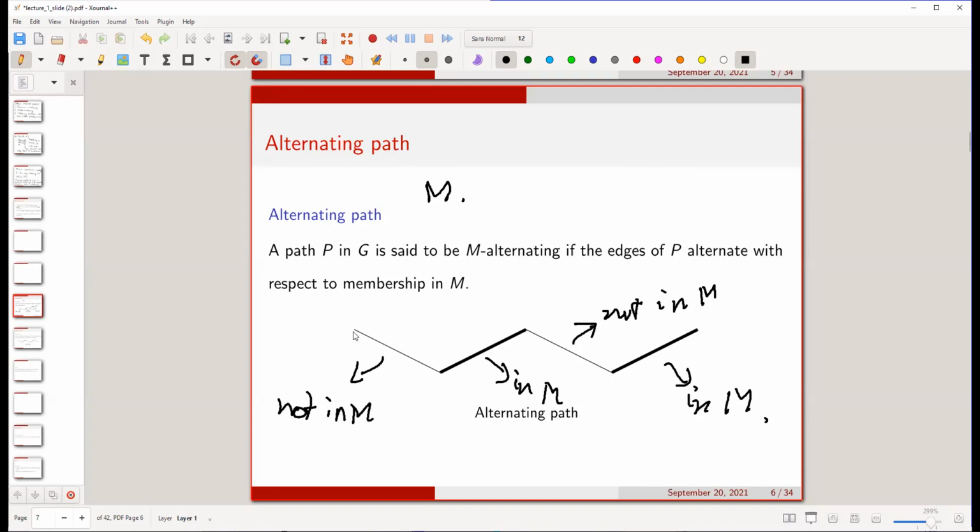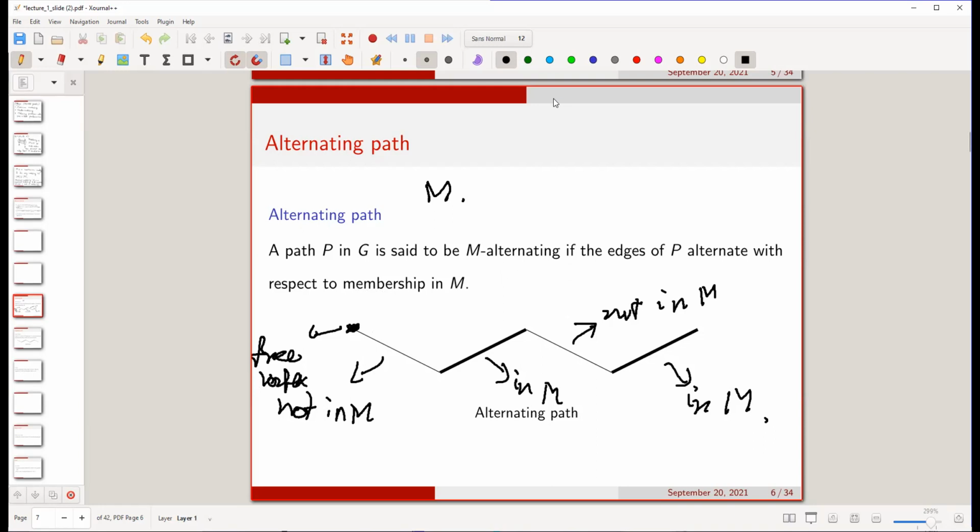And this vertex, if it is unmatched, meaning there is no edge incident to it that belongs to M, then we call this vertex a free vertex.